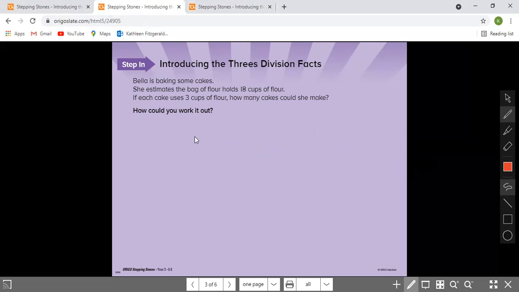The other way we could work it out is to use the arrays like we did in the other problem. We had a number line as well as using the arrays. So now we've got 3 rows. How many in each row to make 18? We would have 3, 6, 9, 12, 15, 18. And I didn't put those circles in to save time, but you can see there that we have got 3 rows with 6 in each row. So that's the other way of working it out. Okay.